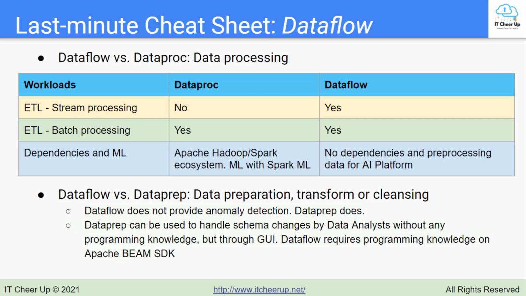Now let's take a look at the difference between Dataflow and Dataprep on data preparation, transformation, or cleansing. Dataflow does not provide anomaly detection. Dataprep does. Dataprep can be used to handle schema changes by data analysts without any programming knowledge, through the GUI. Dataflow requires programming knowledge of the Apache Beam SDK.